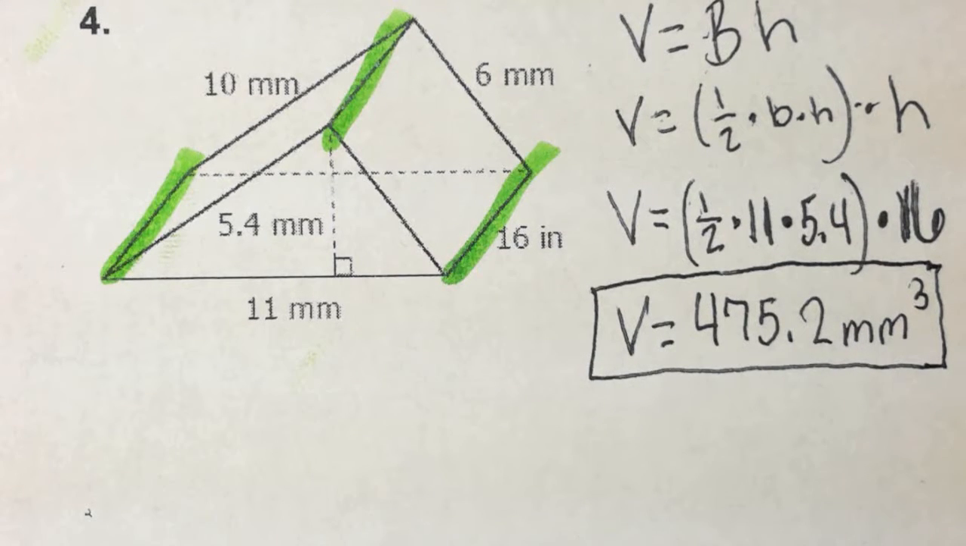And I should have said that on the first one, but if y'all notice, there are certain numbers on both of those we didn't use. Certain numbers you just don't need. It's good for them to be up there, but we don't need them to find volume.